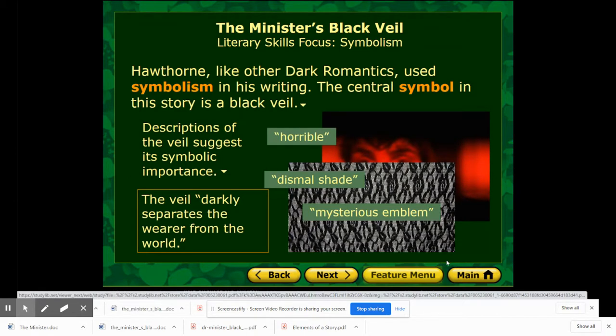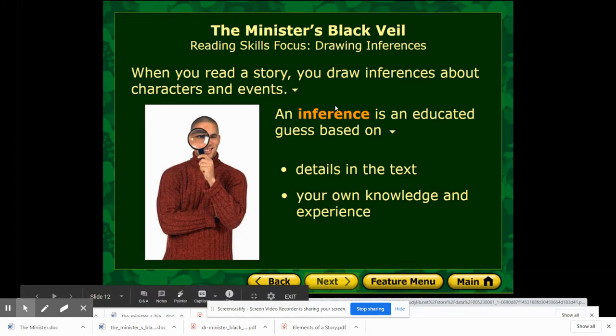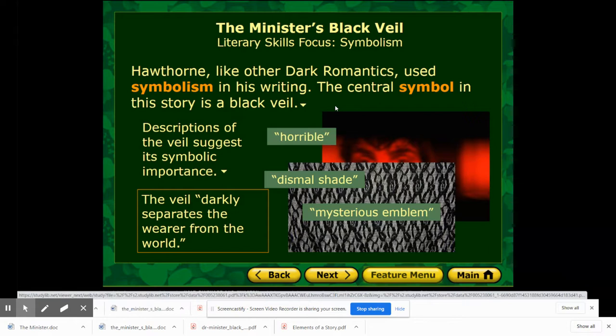Now, let's look at the literary skills again when you're reading as it relates to symbolism. Hawthorne, like other dark romantics, used symbolism in his writing. The central symbol in the story is a black veil. Descriptions of the veil suggest its symbolic importance. The veil darkly separates the wearer from the world. Is it horrible? A dismal shade? A mysterious emblem?